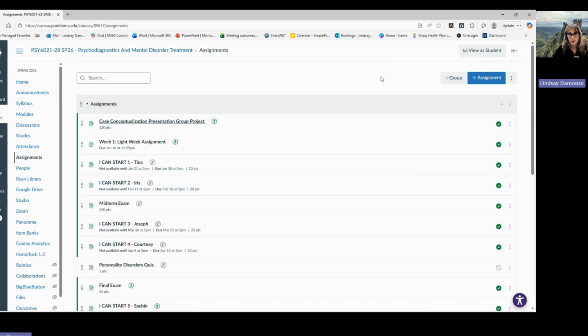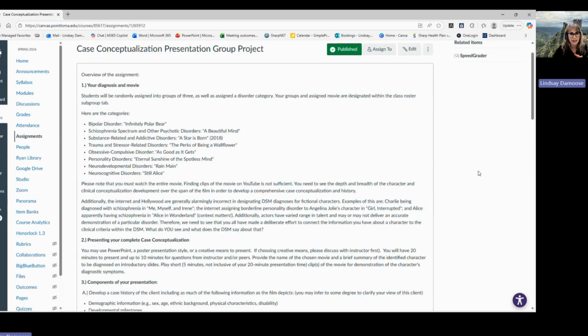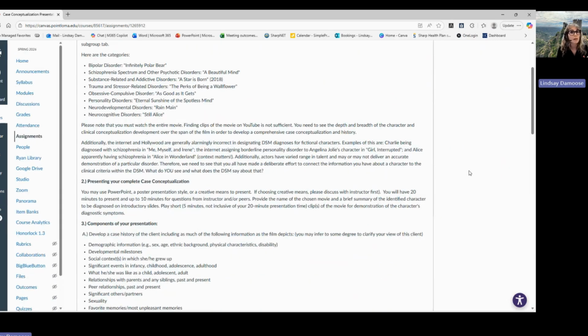This is a really fantastic way to be able to see a pretty good Hollywood description of what different presentations look like. I have spent, again, a lot of time making sure that these movies are accurate descriptions, as much as Hollywood can do, that are good descriptions. You will be responsible for watching the entire movie and then presenting on that character. So you will present a complete case conceptualization.